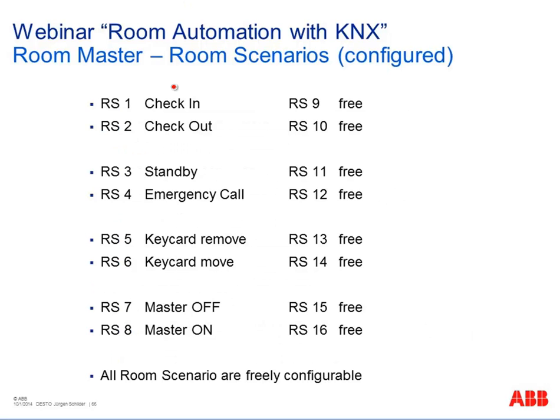So these are the maximum numbers, 16 different room scenarios per KNX room master, and we have a kind of default programming in the room master. So the first 8 scenarios have kind of default settings. The room scenario number 1 is for check-in, room scenario number 2 for check-out, standby, and so on. Of course, all these default settings are freely configurable, so you can change all the settings, but this is a kind of advantage for you because we have done all the settings here for the first 8 scenarios.